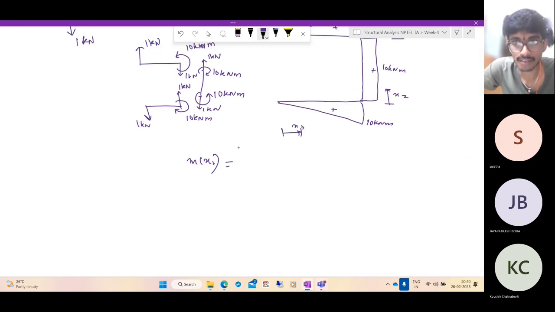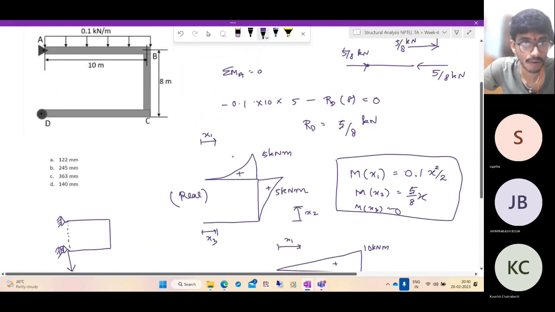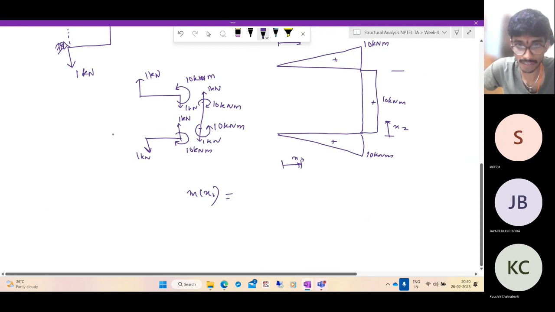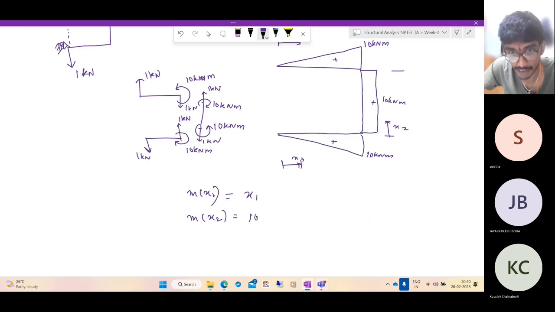What is M of X1? It's nothing but 1 into x. So M of X1 is X1. Small m of X2 is what? It is a constant 10 kilonewton meter. Small m of X3, it is X3 kilonewton meters.